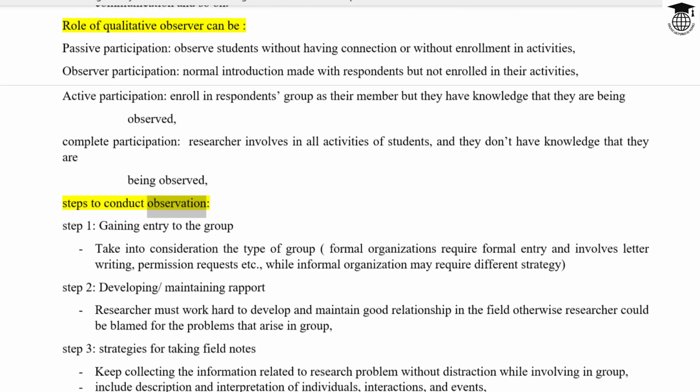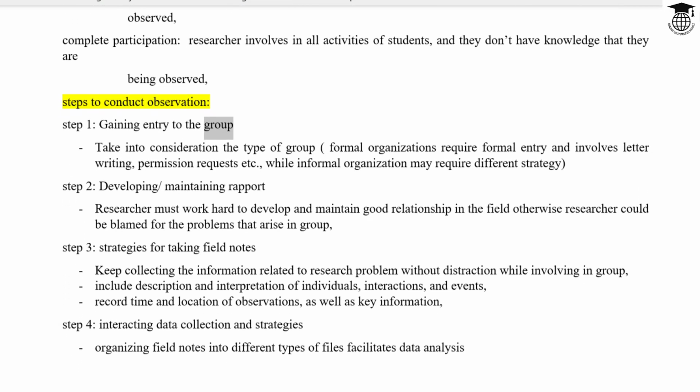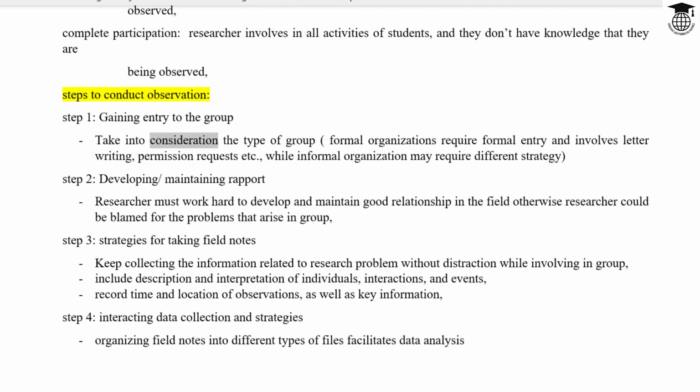Steps to conduct observation. Step 1. Gaining entry to the group. Take into consideration the type of group. Formal organizations require formal entry and involve letter writing, permission requests, etc., while an informal organization may require a different strategy. Step 2. Developing and maintaining rapport. The researcher must work hard to develop and maintain a good relationship in the field, otherwise the researcher could be blamed for the problems that arise in the group.